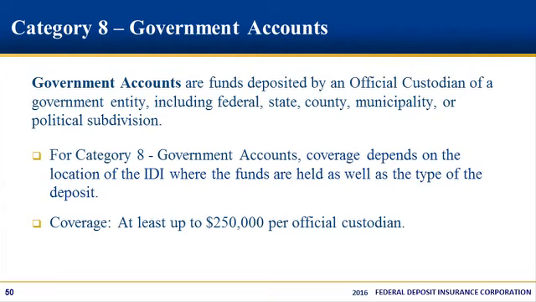An official custodian is an appointed or elected official who has plenary authority, including control or decision-making authority over funds in the account owned by the public unit. Coverage for this ownership category depends on the type of deposit and the location of the bank. For Category 8 government accounts, deposit insurance coverage is at least up to $250,000 per official custodian.